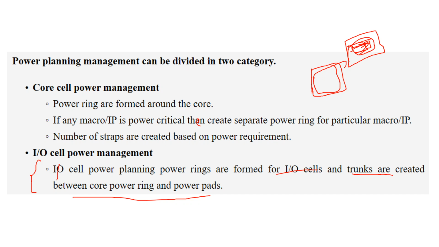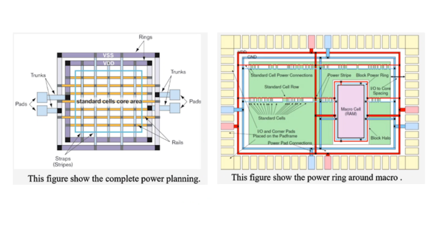So from this core power ring, the trunks are to be created between core power and power pads. The trunks need to be created, which means you can create the trunks that connect your power ring and your power pads. Now this figure shows the complete power planning.